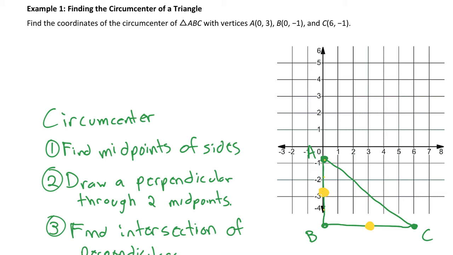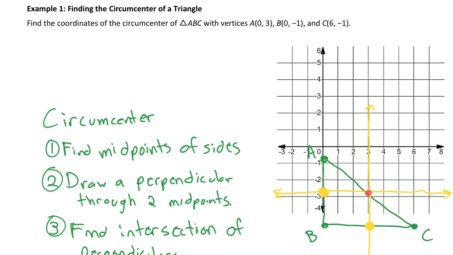I want to draw a perpendicular to AB through that midpoint of AB. So we look at AB. AB is a vertical segment. A perpendicular to a vertical segment is a horizontal segment. Got a little wonky there at the end. I look at BC. Perpendicular to a horizontal segment is a vertical segment. Now, if I was drawing actual straight lines, you'd be able to see that those all intersect. Those two perpendiculars intersect at a point.